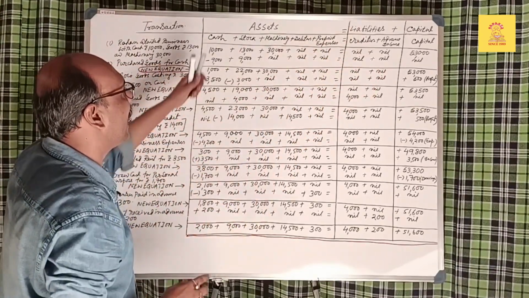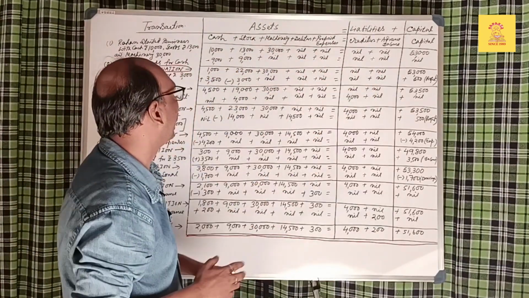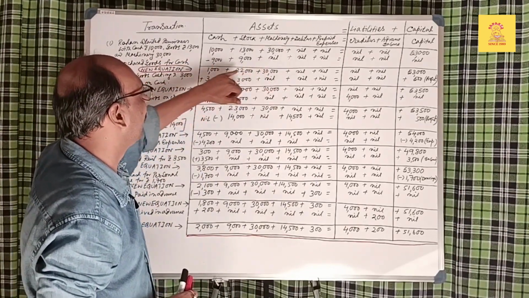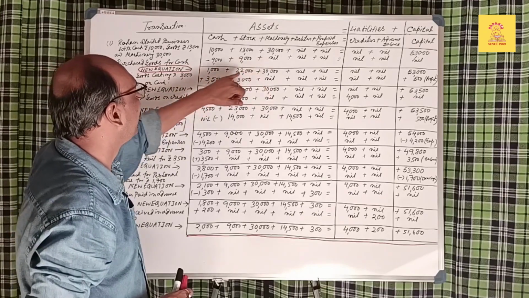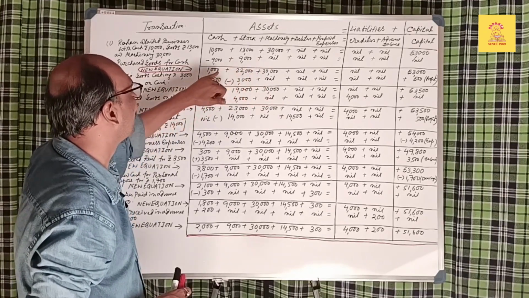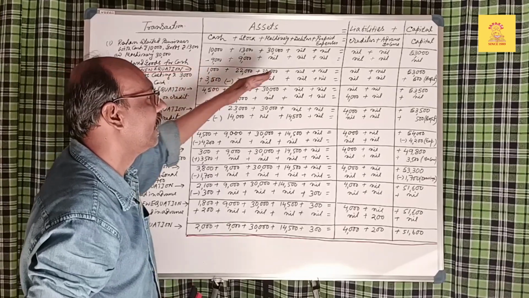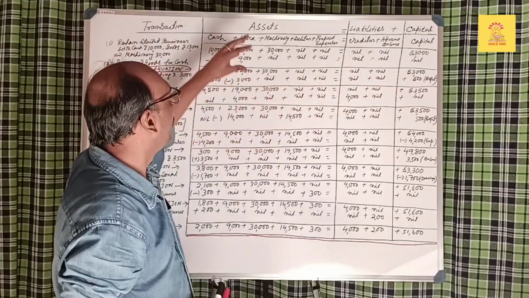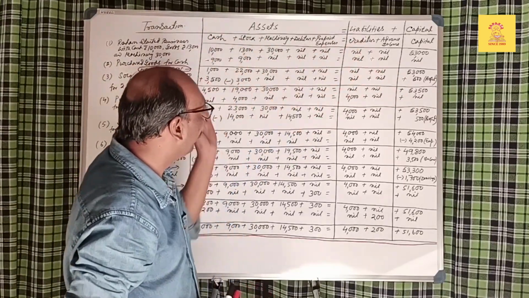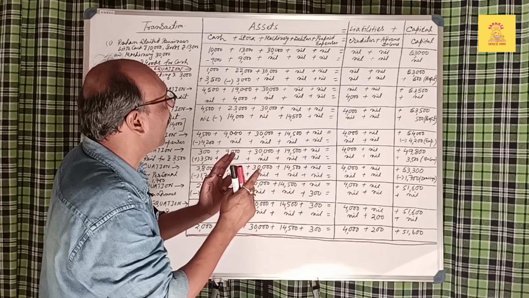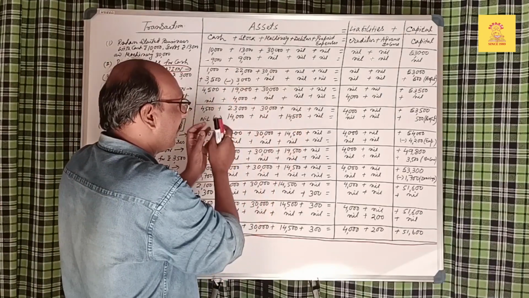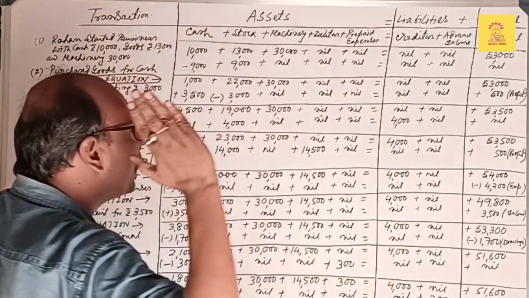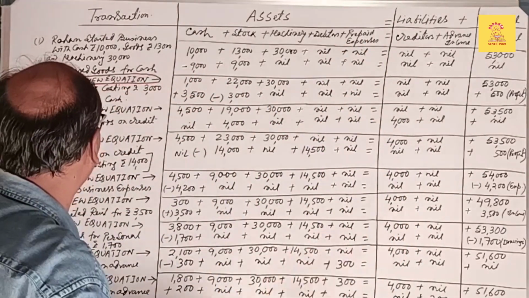So look at the thing: assets is equal to liabilities plus capital. Mathematically, if you add this and that, the sum total you will get is 53,000. 30 plus 22 plus 1 is equal to 53,000. And here it is 53,000 plus nil, 53,000. So assets is equal to liabilities plus capital. In every new equation, you will get the same value on either side. Assets is equal to the sum total of liabilities plus capital. You will get the same value. So you can check yourself.